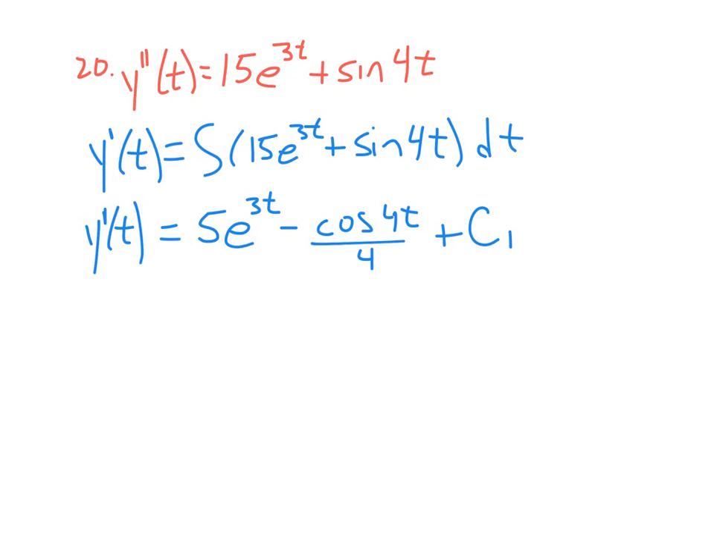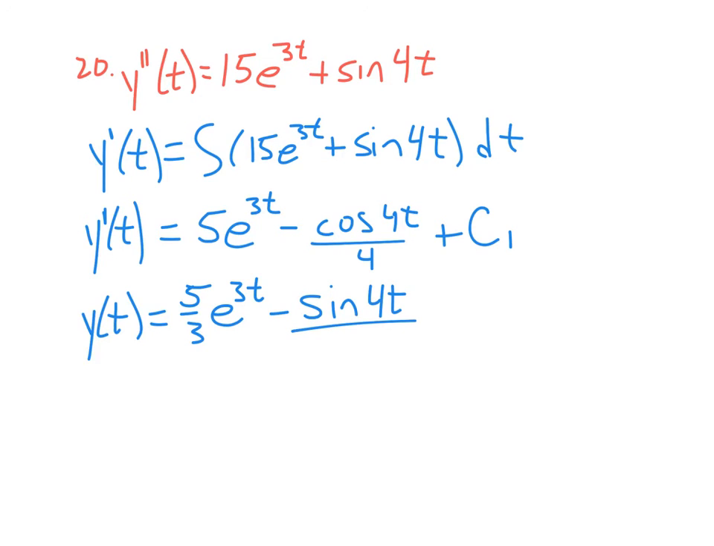So we do need to get all the way to y. So then, again, we're going to do another integration step. And that will give us y here. And so then we'd have 5/3 e to the 3t minus sine of 4t over 16. Now we do have to integrate this constant, and now we have a new constant that enters into our picture. And so since we got all the way to y, this is a general solution to the original differential equation.